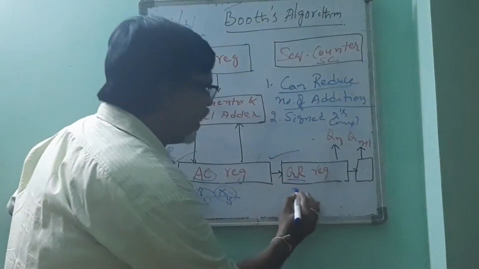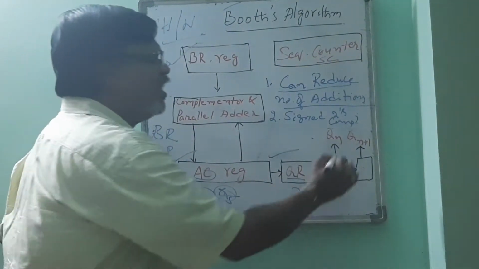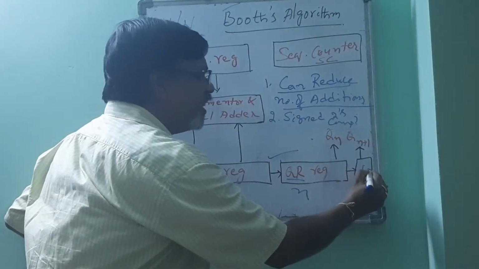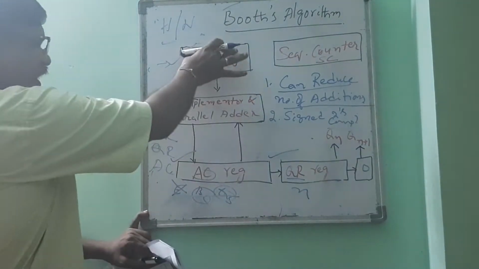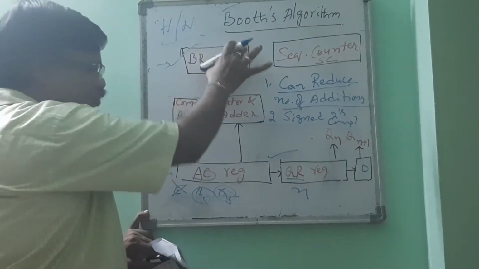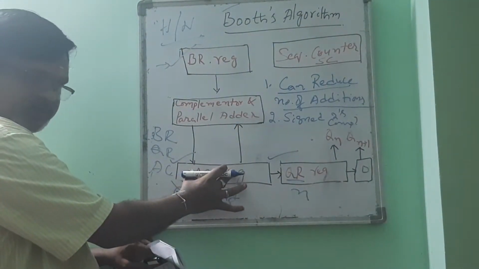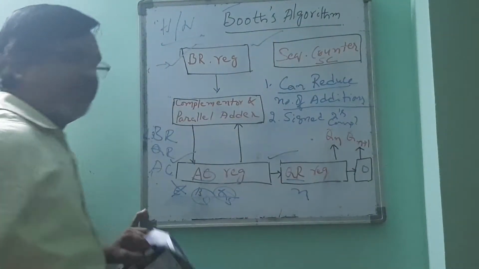If there are N bits in the Q register, one extra simple flip-flop will be used. Initially, Qn plus 1 contains a 0 value. So we have 3 registers. These two are called input registers, and this is called the output register, plus one flip-flop. And here, as usual, the sequence counter.